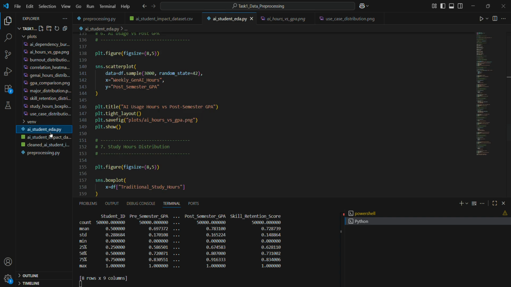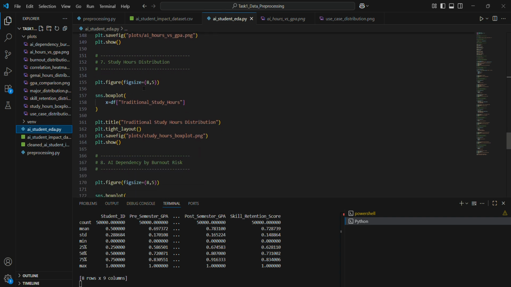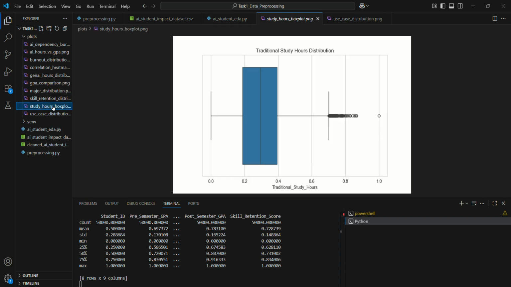Coming back to our Python file, we have our next graph, which is the study hours distribution. In this graph we see a box plot. Now, what is a box plot?